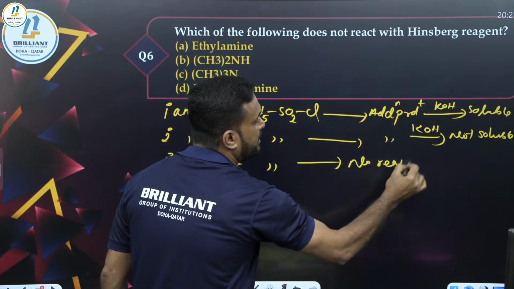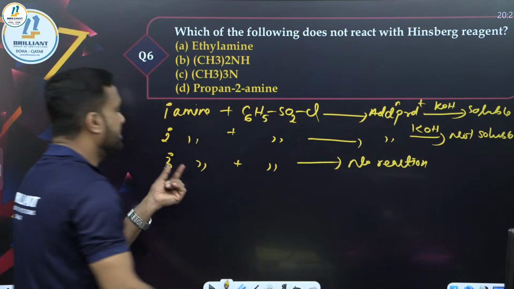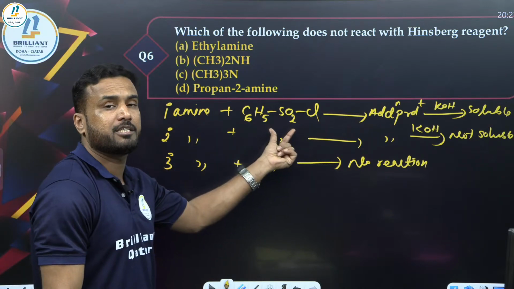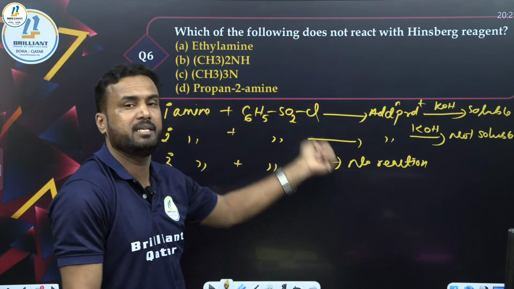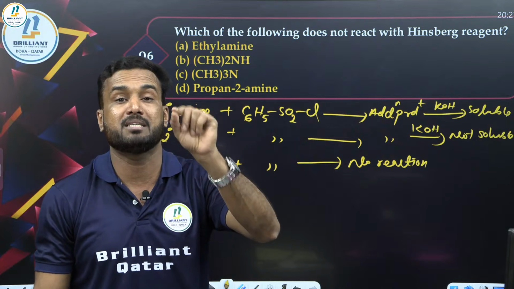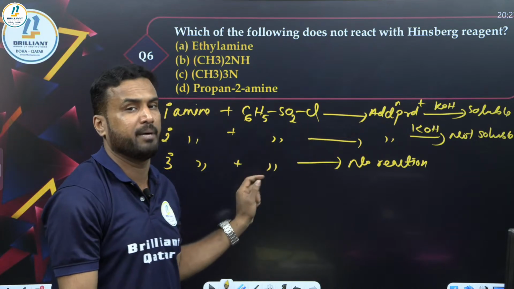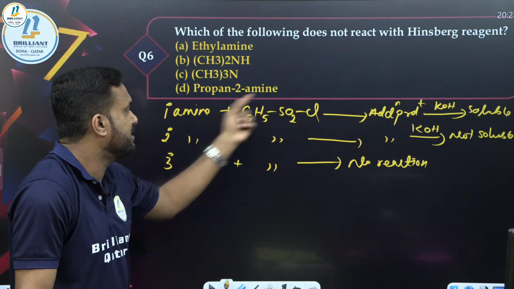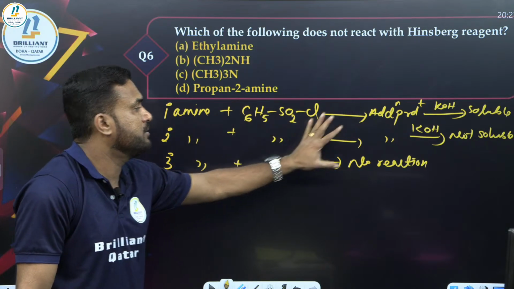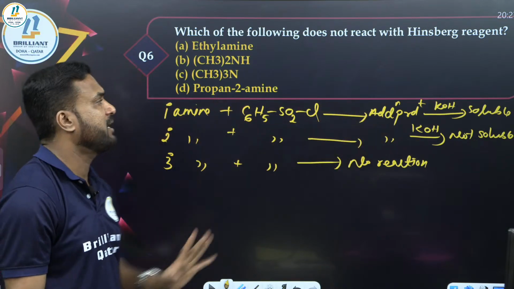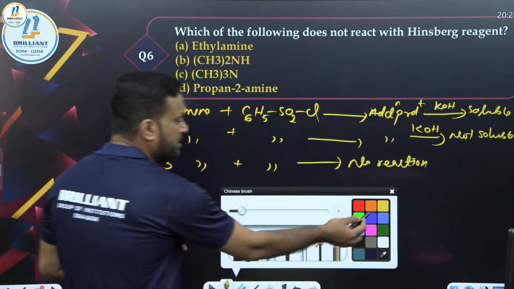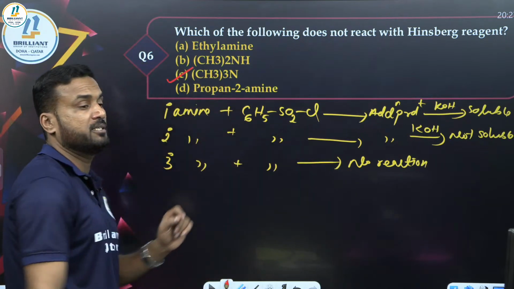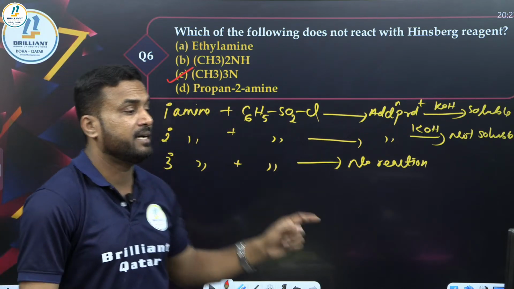Whenever you take a tertiary amine, it will not react with benzene sulfonyl chloride, the Hinsberg reagent, since there is no replaceable hydrogen in tertiary amines. There is no hydrogen to combine with the Cl, so the addition product does not form. You have a very good idea of amines, so the option is C, since it's a tertiary amine.